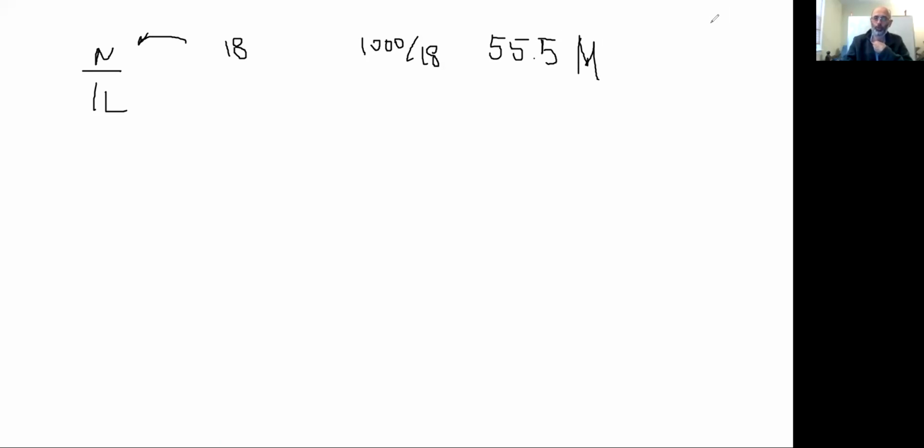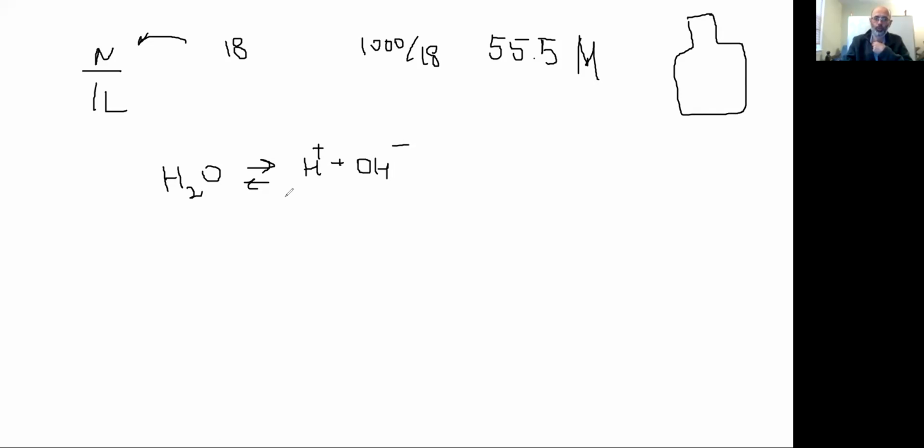So if you want to, I don't know, for Halloween or something, you can take a bottle of water and put a label: pure water, 55.5 molar solution. And water, like an acid, is also a weak acid, and it has a tendency to dissociate into H plus and OH minus. But this equilibrium is shifted to the left side. So dissociation is very weak.